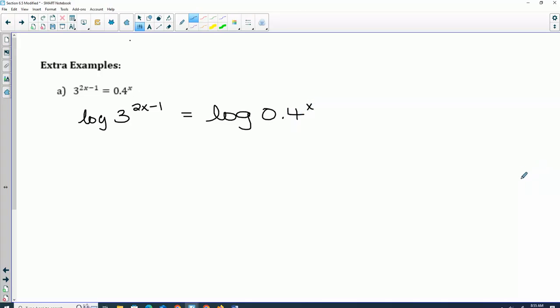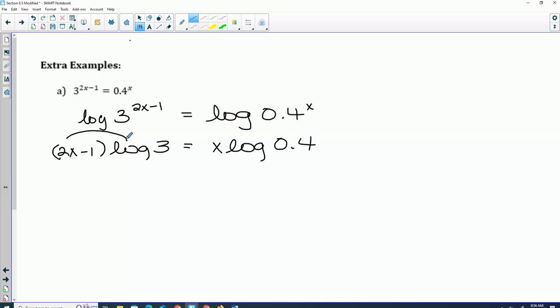And then properties of logs, what happens? Well, but first, the 2 exponents, one goes before it. Bring down your exponents so that we can get all of our x's together. So I have two things multiplied with my log. That means we need to distribute it.